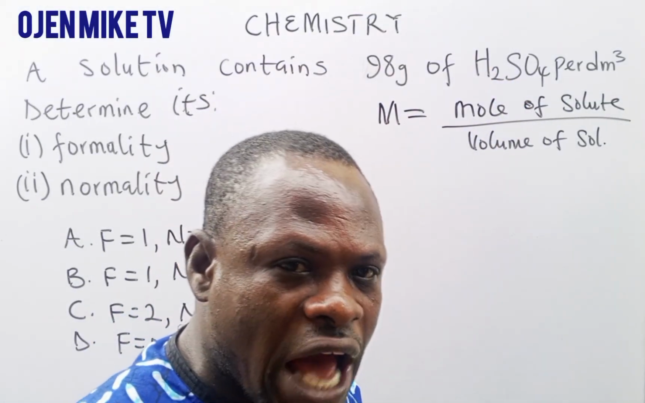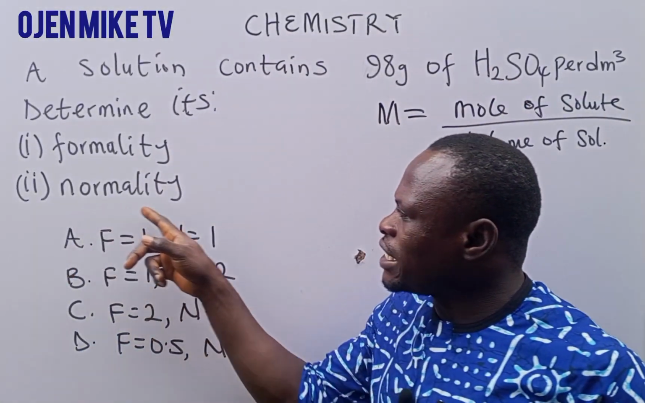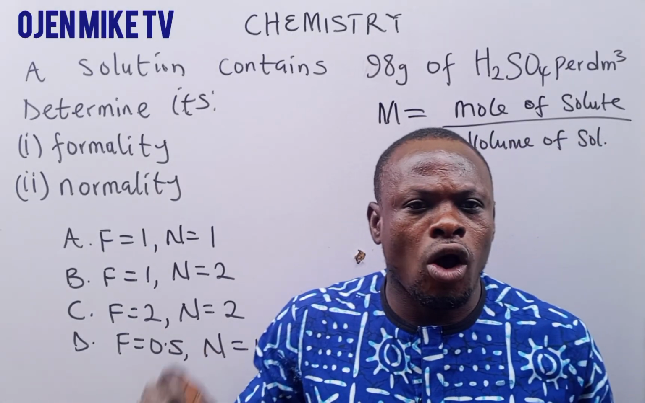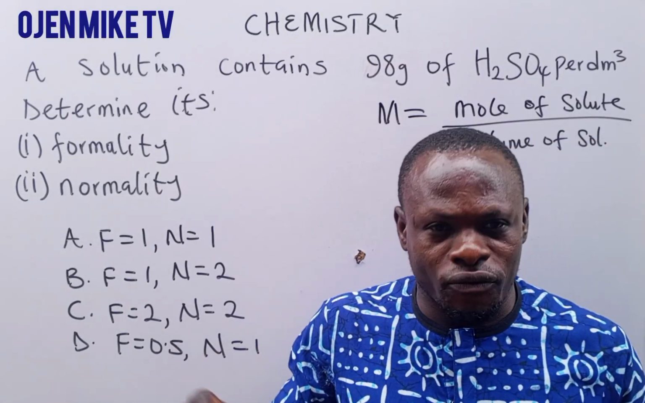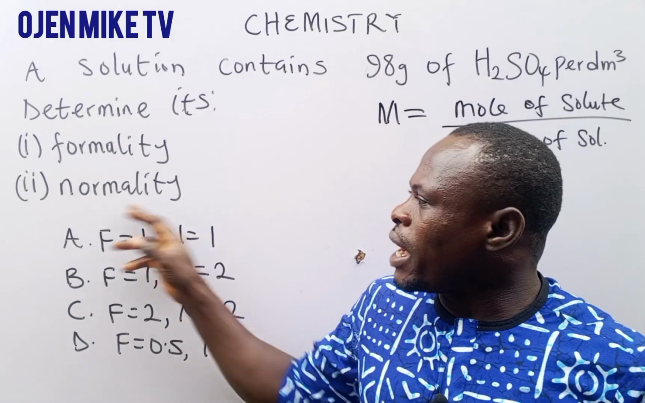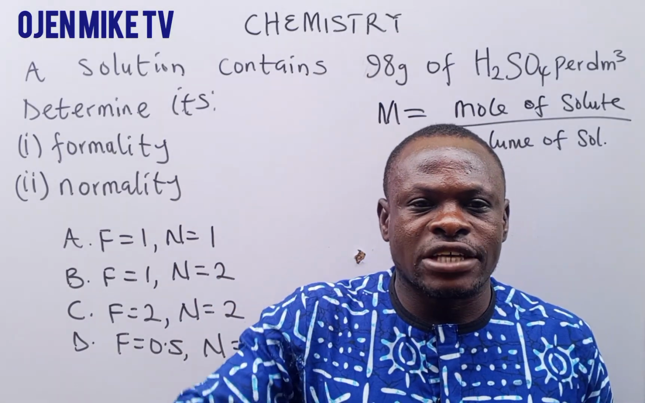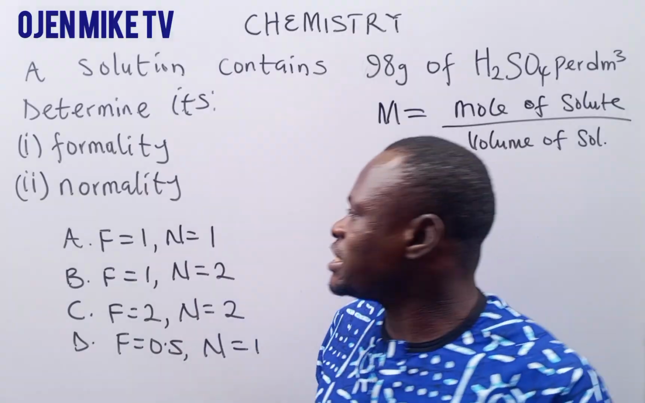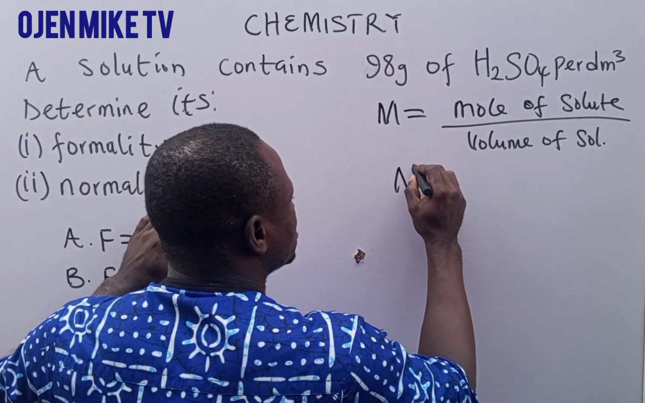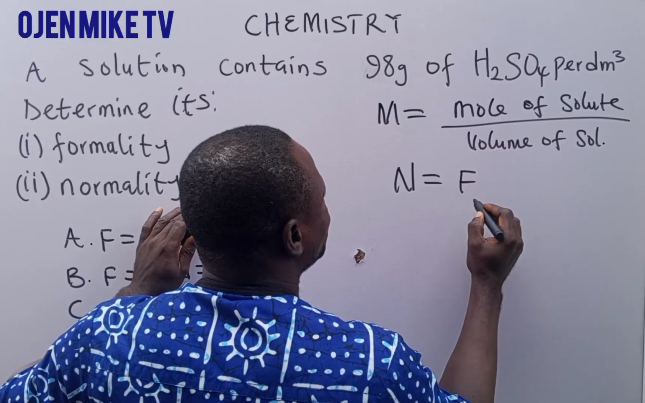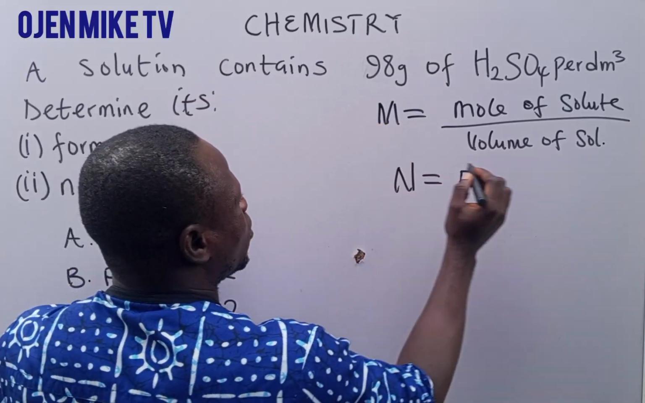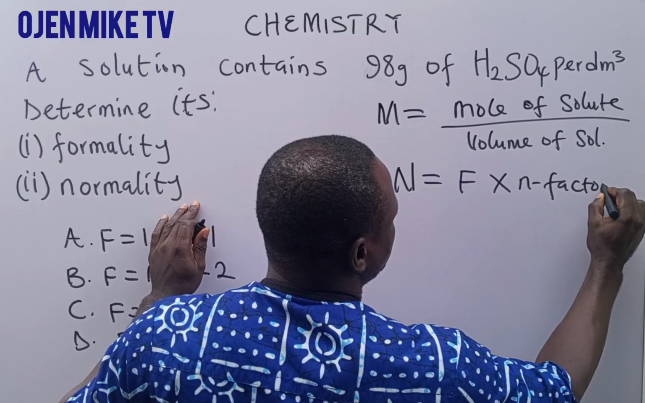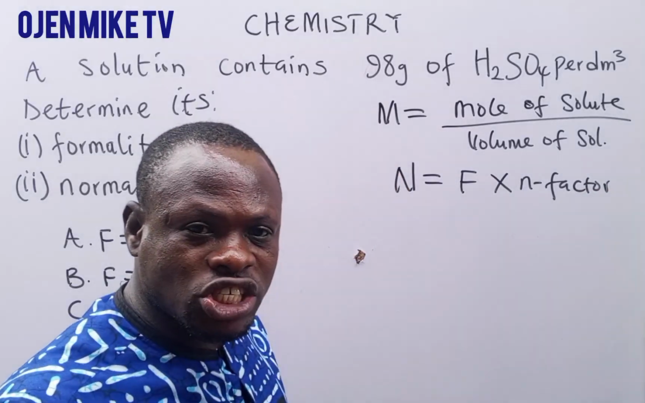tetraoxosulfacic acid. And on the other hand, what is normality? Normality is the equivalent number of solutes per dm cubed of a solution. Normality is always given as formality times the n factor. Normality is equal to F times the n factor. These things are very, very simple.